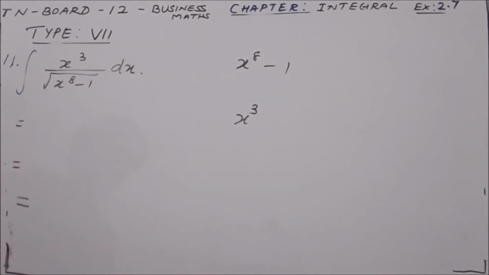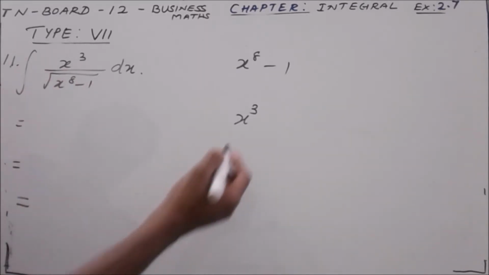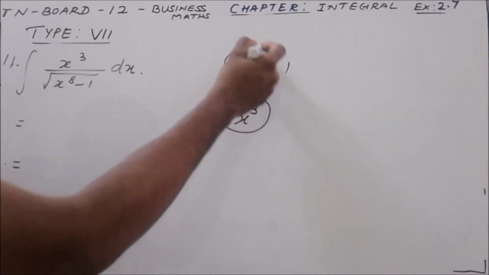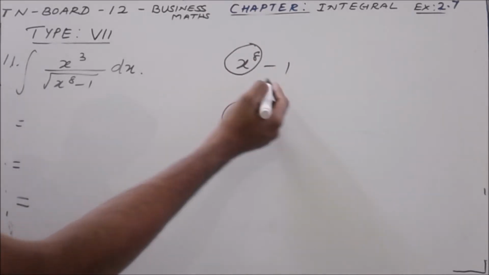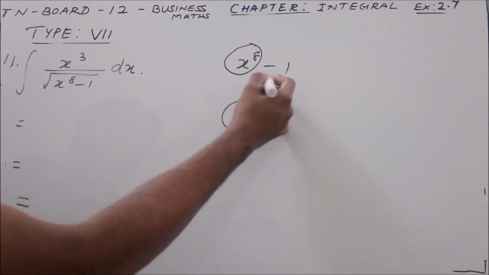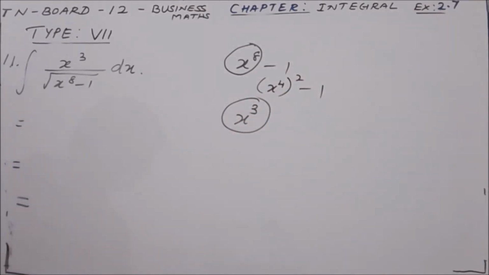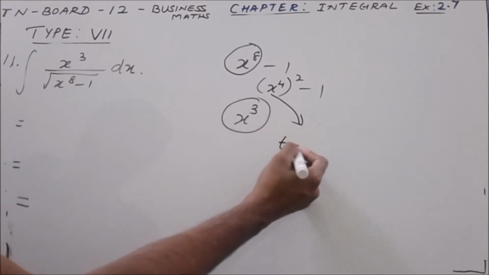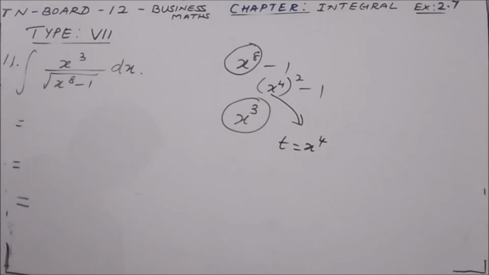How can we simplify this? Which formula is chosen for this? Look at the denominator and numerator. Numerator we have x cube. The denominator we have x power 8. Just split it as x power 4 whole square minus 1. And then substitute t equal to x power 4 here.